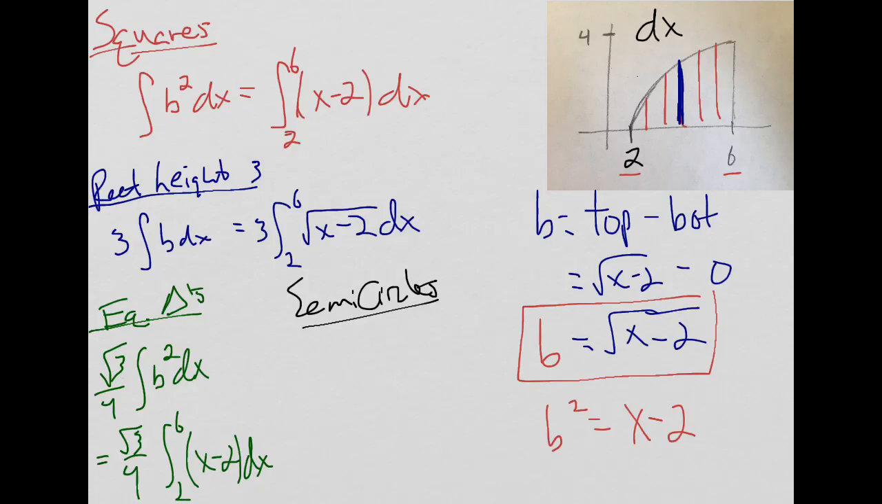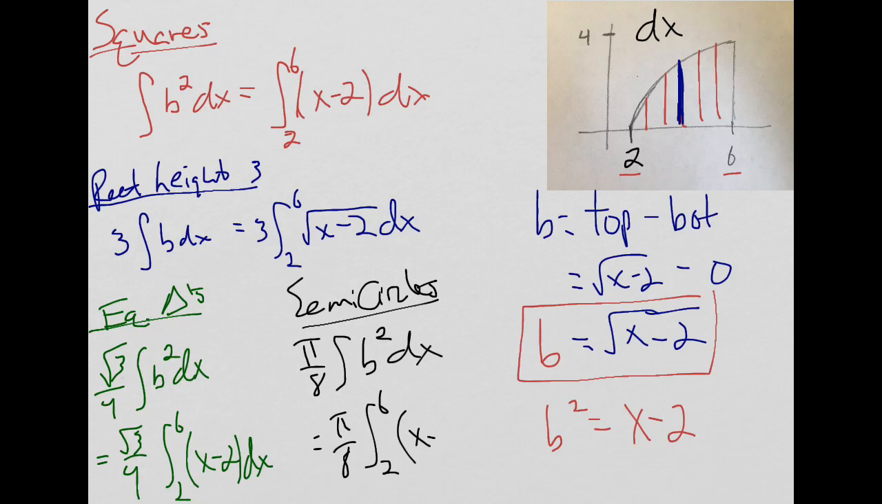Last one, part D, is semicircles. So that gives me pi over 8 times the integral of b squared dx. So I just get the same thing as I got on the previous one, but with a different coefficient. So I get pi over 8 integral 2 to 6 of the x minus 2 dx.